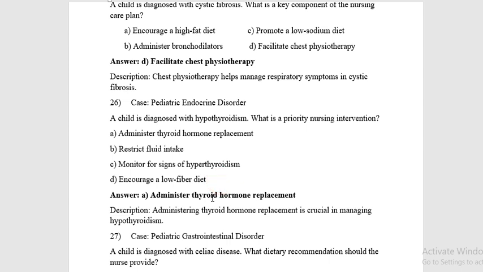Yes, A is the best answer. Administer thyroid hormone replacement. Administering thyroid hormone replacement is crucial in managing hypothyroidism. Hypothyroidism is a type of disease. For managing this, we should be replacing thyroid hormone.